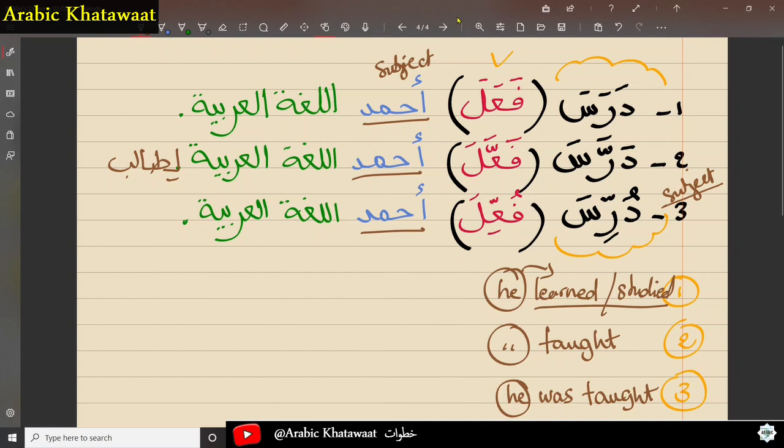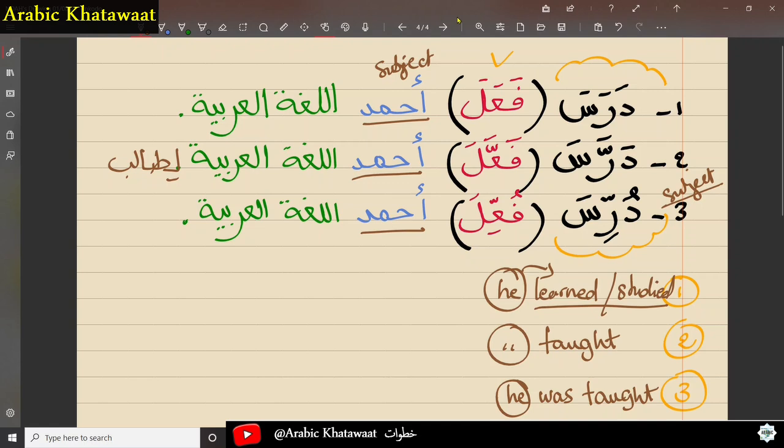And then the second one would be Ahmed taught the Arabic language. Then here, Ahmed was taught the Arabic language. So in the exact same sentence, you're looking again at the exact same words, but you're looking at 3 different patterns.